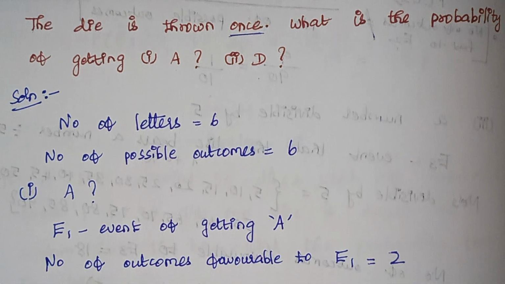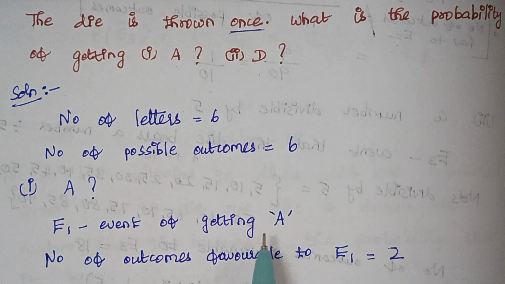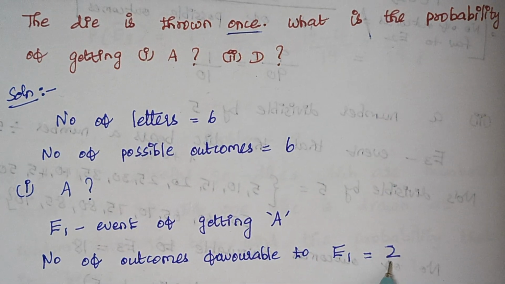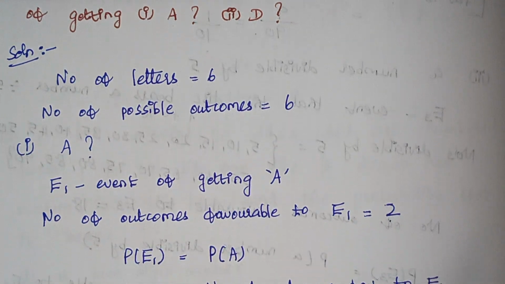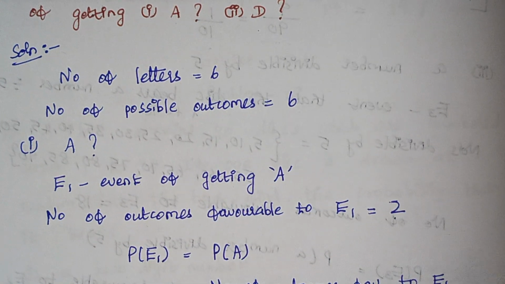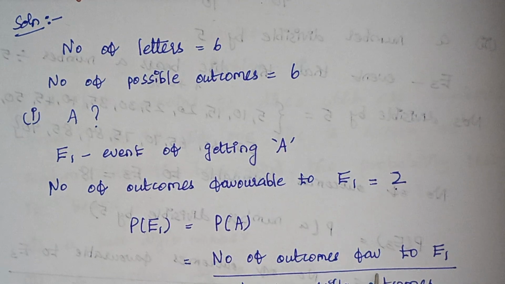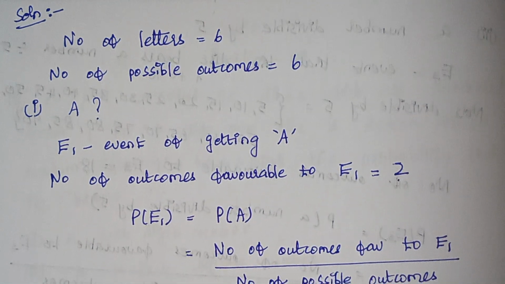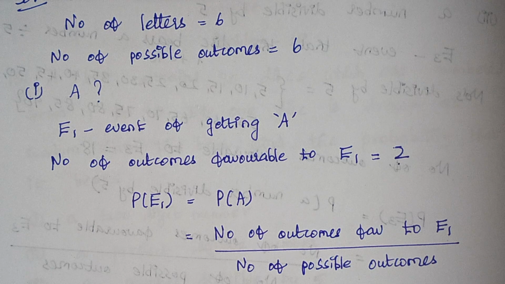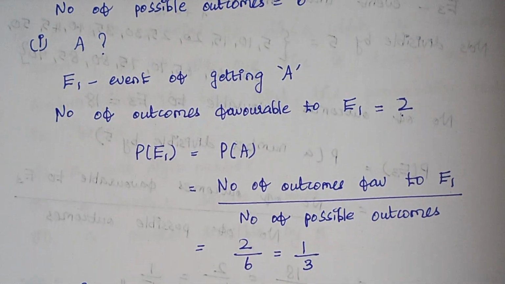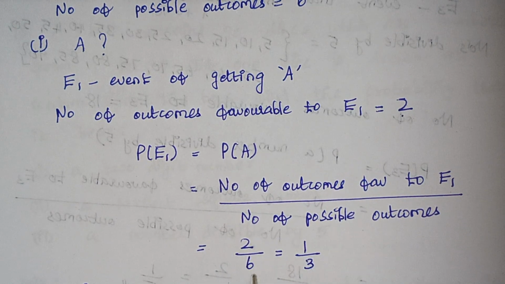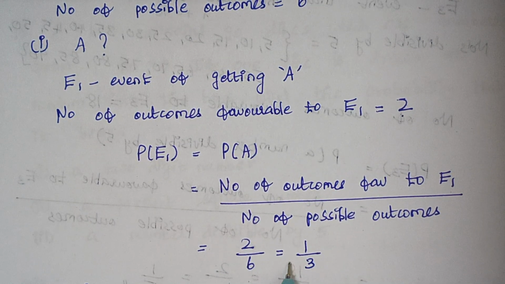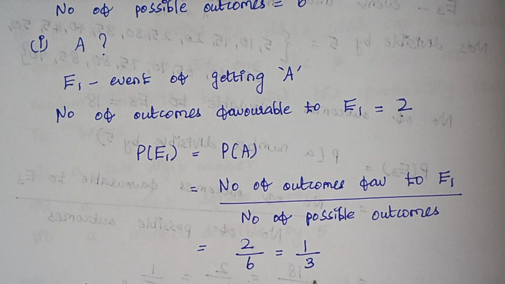And the number of outcomes favorable to E1, that is favorable to getting A, is 2. Because here we have 2 A's among the 6 letters. So probability of E1 is the probability of A. So here it is the number of outcomes favorable to E1 divided by the number of possible outcomes. So just substitute the values. Here outcomes favorable to E1 is 2 and possible outcomes is 6. So 2 by 6, which is equal to 1 by 3.